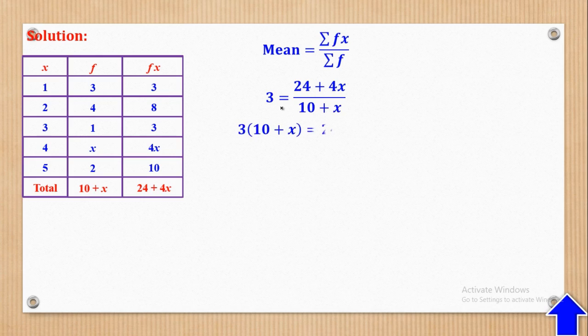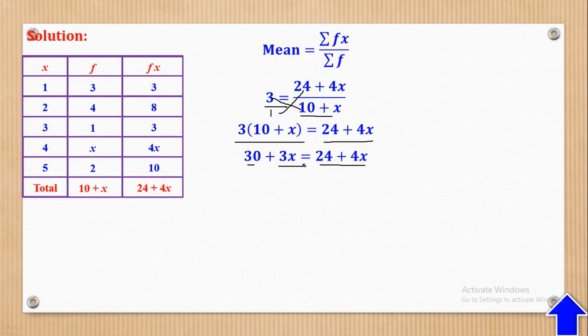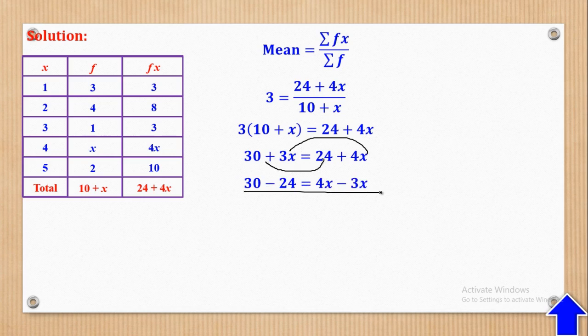The next will be to cross multiply this as if it was 3 over 1, so cross multiply 3 by this to give you 3 in brackets 10 plus x, and this one by this will give you the very value 24 plus 4x. Now next will be to open brackets, so 3 times 10 is 30, 3 times x is 3x, this side remains 24 plus 4x. The next will be to collect like terms, so I'll bring this 3x this side to become 4x minus 3x, then bring this 24 this side to become 30 minus 24, which is there.